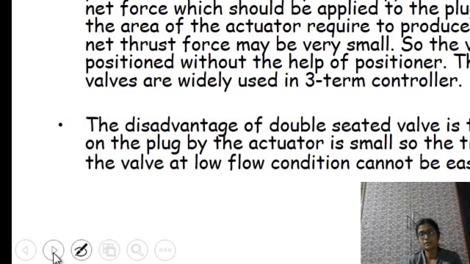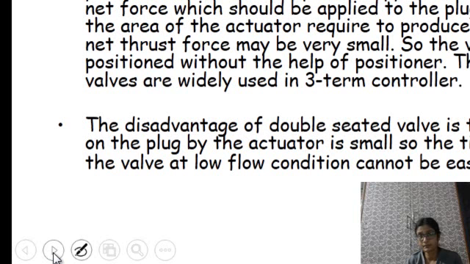So in the last class we discussed the purpose of using the valve positioner. Since the valve cannot be positioned in a single attempt, the positioner helps to position the valve more properly, so that it is rightly fitted to the seat area.